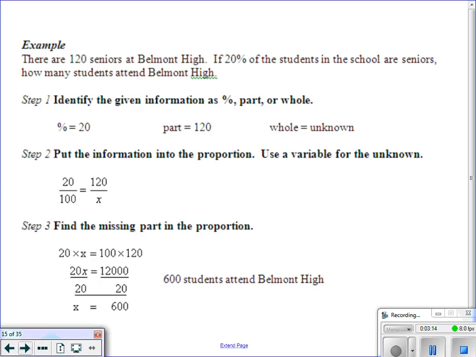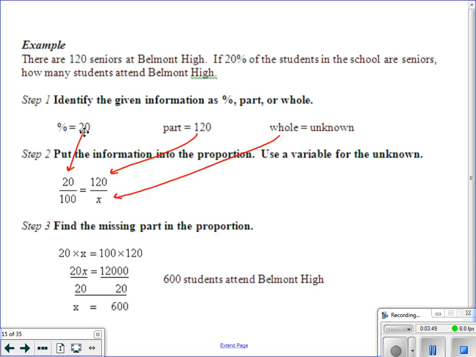Well, in this one, the percent is 20. That's going to go over the 100. The part is the 120 because the seniors are just part of the high school. They're not the whole high school. And then we don't know the whole. So that's on the bottom there. So as you can see here again, the 20 goes over the 100. The part goes on top. The whole is what we don't know, and so we're just using an X to identify that. And again, that 100 is always going to be there.